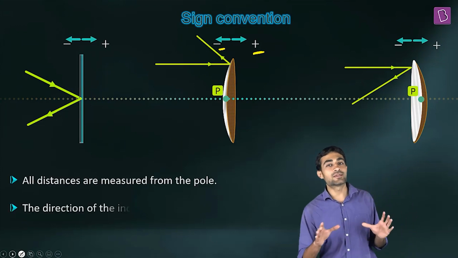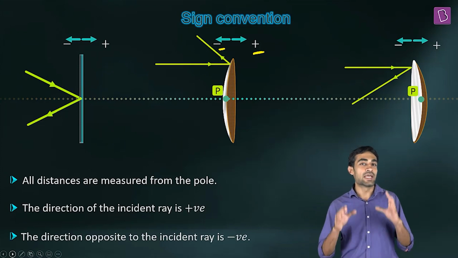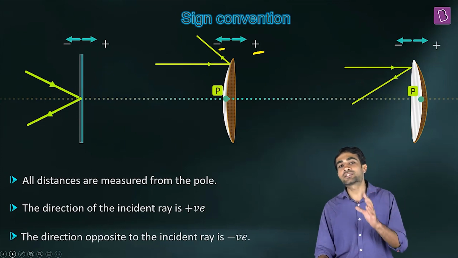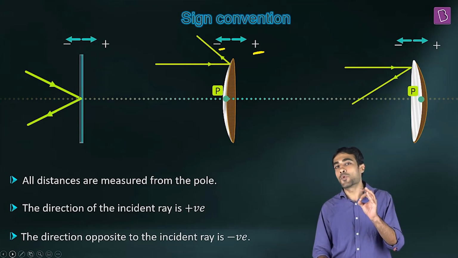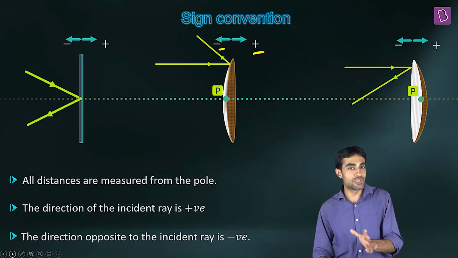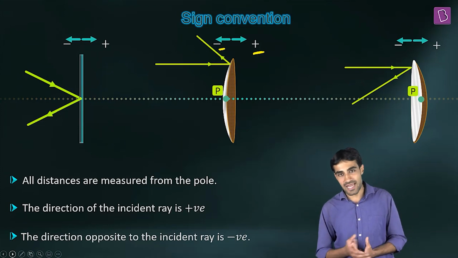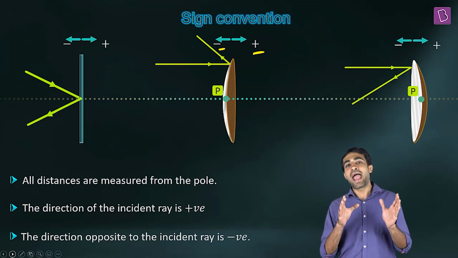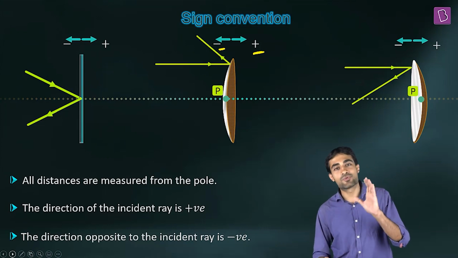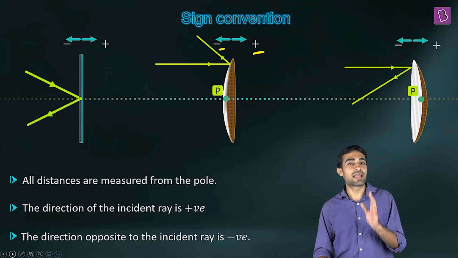So what have we learned? We have learned that all the distances are measured from the pole. The direction of the incident light ray is taken as positive. The direction opposite to the incident light ray is taken as negative. So you must measure all the distances from the pole. This is very crucial. You can always take the pole as our origin and take the x-axis along the principal axis, and you have to choose the x coordinate as positive or negative as per the direction of the incident ray. The coordinates in the direction of the incident light ray are taken as positive.